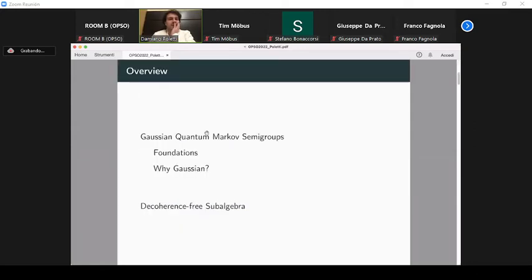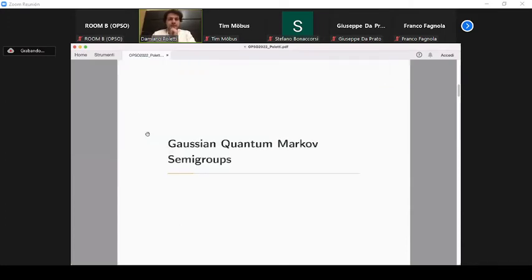The plan of the talk is to, at first, introduce what Gaussian Quantum Markov Semigroups are, some foundations, and some explanation of why they are called what they are, and then proceed to the Decoherence-free subalgebra. I will try to be as self-contained as possible. Many things have already been introduced by Professor Fagnola in his talk on Monday. So what are Gaussian Quantum Markov Semigroups?